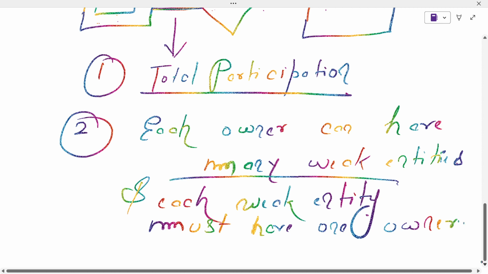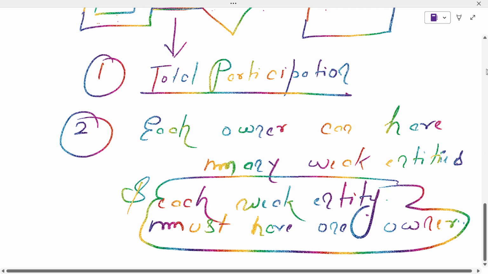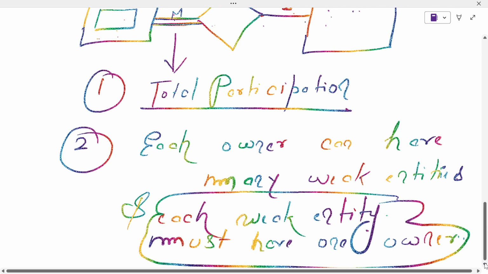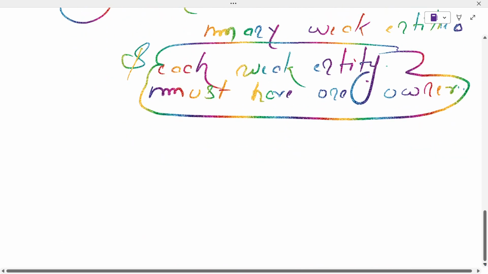Okay, so this is a required condition that a weak entity must have one owner. Between the owner and the weak entity set, we have a 1 is to M mapping, or if we say between the weak entity set and the owner set, we have an M is to 1 mapping. So it is just vice versa. It depends upon what we take first. So let's illustrate this entire scenario with an example.